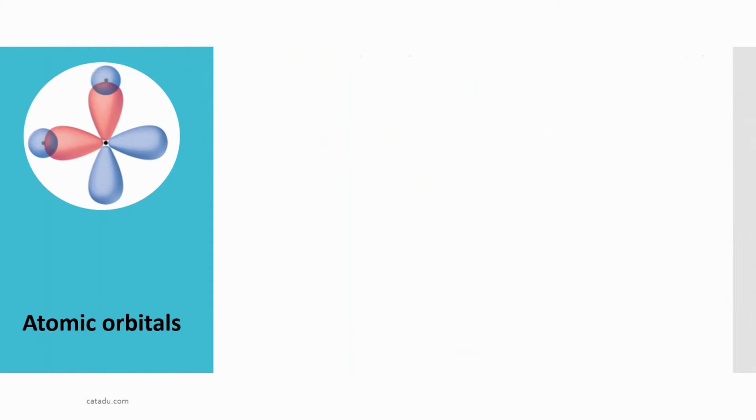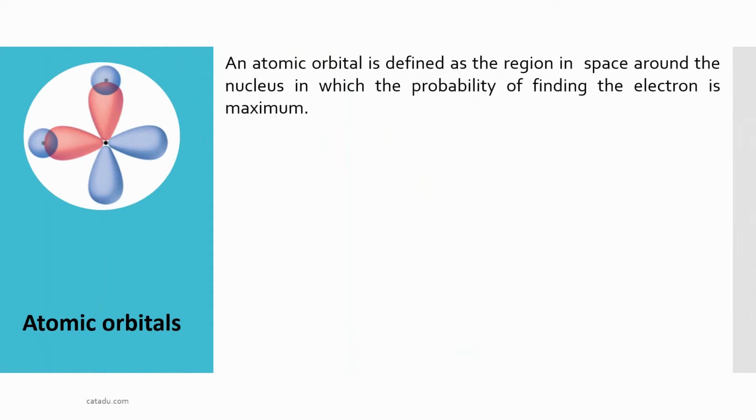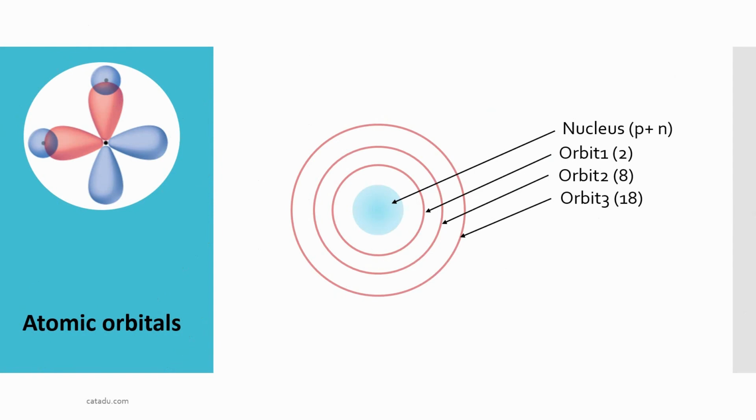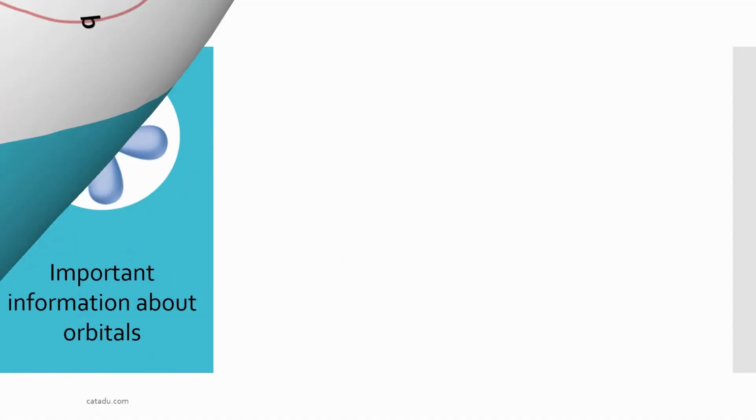Atomic orbitals. An atomic orbital is defined as the region in space around the nucleus in which the probability of finding the electron is maximum. s, p, d, f, these are the atomic orbitals. In the first orbit, we have only s orbital. The second orbit, s and p. Third orbit, s, p, d, and the fourth orbit, s, p, d, f.